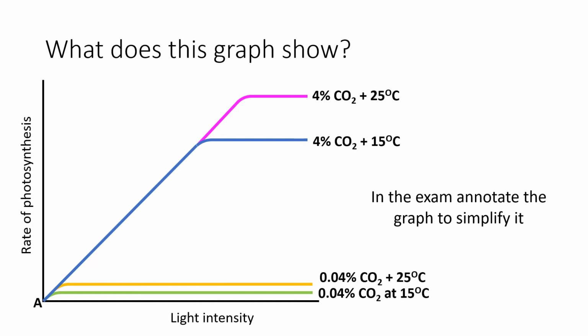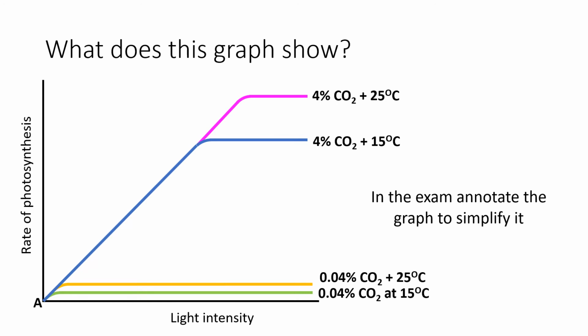And then lastly, I can compare the lines at the bottom with a concentration of carbon dioxide at 0.04% to the concentration of carbon dioxide in the top two lines, which is 4%. And the differences between the temperature and the differences in the concentration of carbon dioxide explain why those graphs go up in different directions.